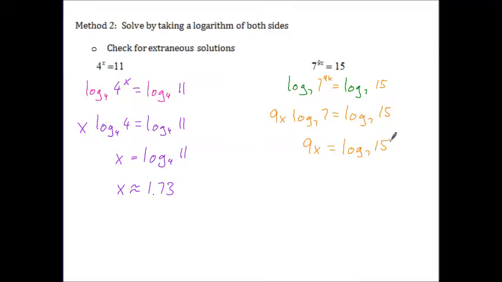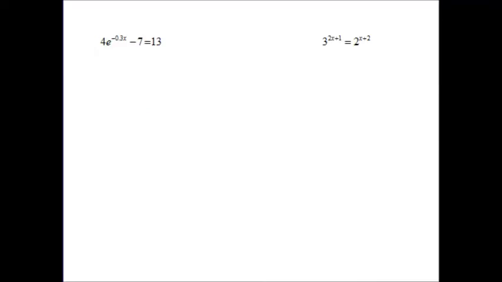If we want to know what x is, we just divide both sides by 9, and x is equal to log base 7 of 15 divided by 9, and that is approximately 0.155. In our next example, we have to first do some steps before we have our exponential expression isolated.